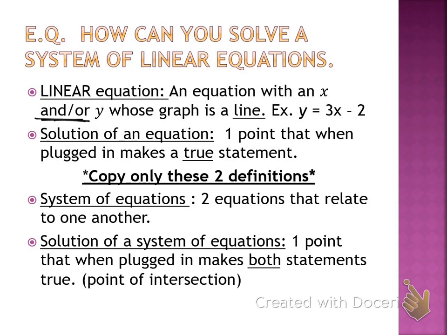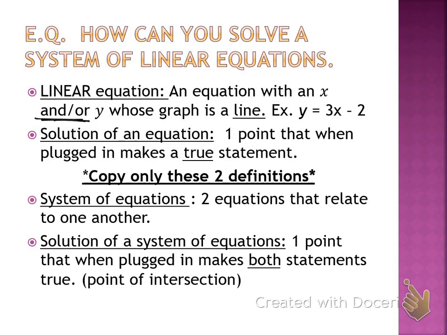Remember back a few chapters when we talked about the solution of an equation. What made an ordered pair a solution to an equation? Well, it was a point that when we plugged it into the problem made a true statement, okay? That base right there is going to help you with what we're learning today. So a system of equations, 2 equations that relate to one another. Now, eventually, you may see 3 equations, okay? But for right now, basic, 2 equations. A system of equations is 2 equations that relate to each other.